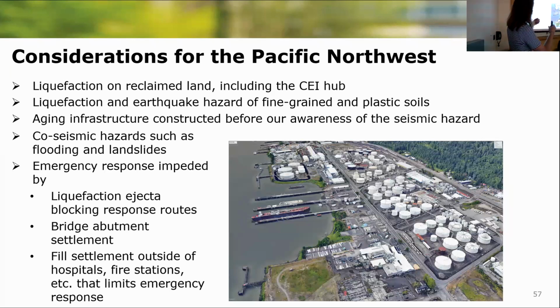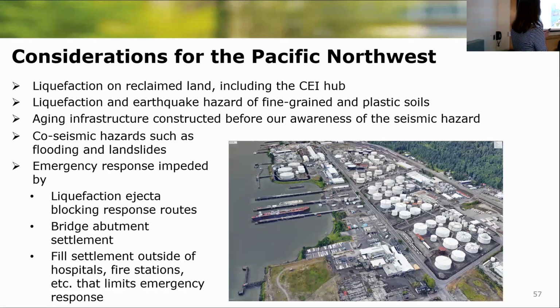So thinking about what we saw there and how it can be applied here to the Pacific Northwest, my mind always goes to the critical energy infrastructure hub along the Willamette River. We saw lots of liquefaction, building settlement on reclaimed land in Iskenderun. That's the CEI hub right there. So just driving home, learning from that and understanding further that reclaimed land liquefies. Fine grain and plastic soils, we have lots of these in the Pacific Northwest. We need to consider them earthquake hazards, and we can learn from them and apply those lessons here.